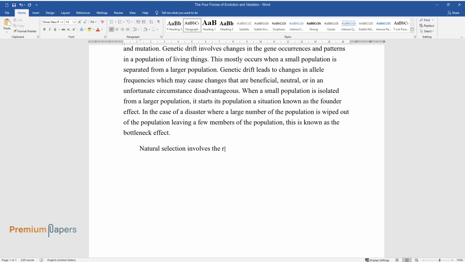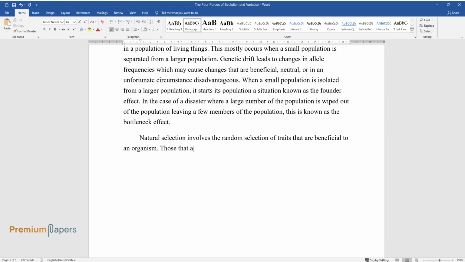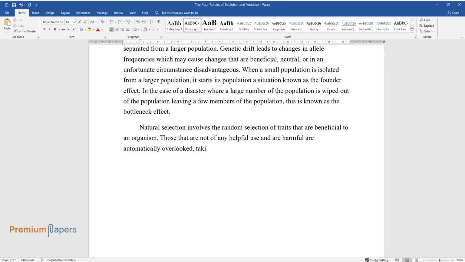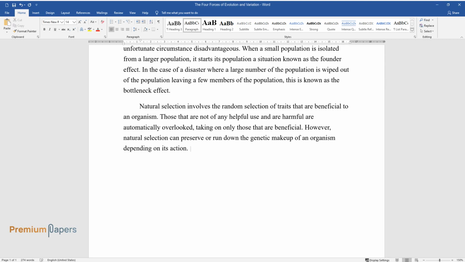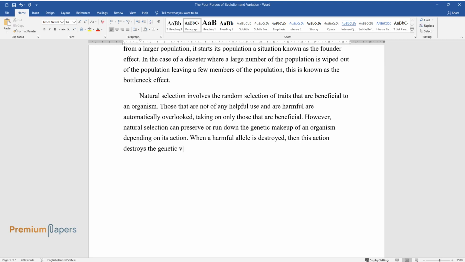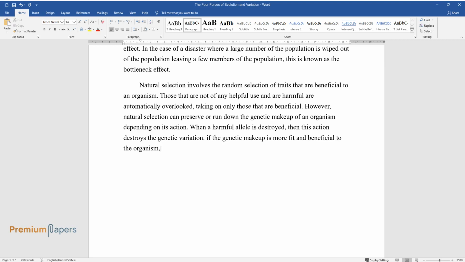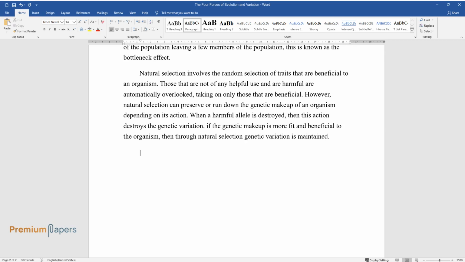Natural selection involves the random selection of traits that are beneficial to an organism. Those that are not of any helpful use and are harmful are automatically overlooked, taking on only those that are beneficial. However, natural selection can preserve or run down the genetic makeup of an organism depending on its action. When a harmful allele is destroyed, this action destroys the genetic variation. If the genetic makeup is more fit and beneficial to the organism, then through natural selection genetic variation is maintained.